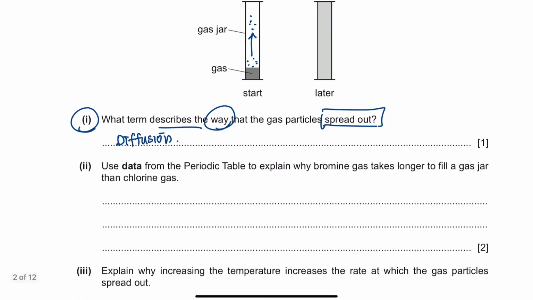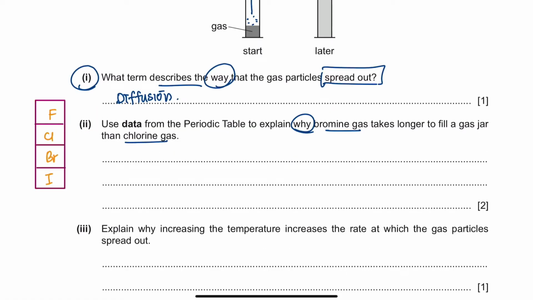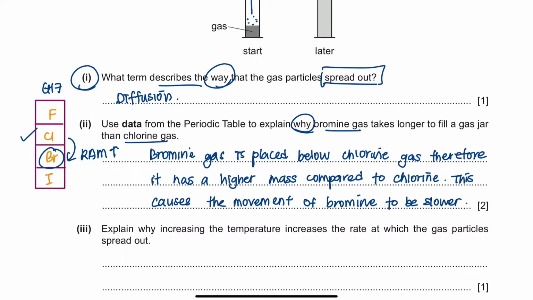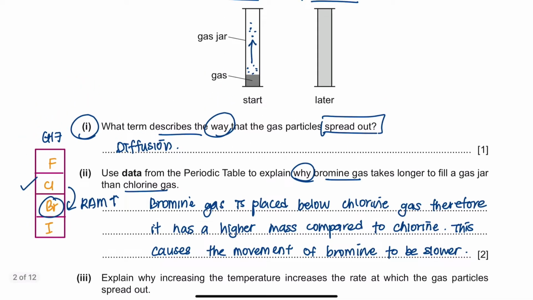Question 2. Use data from the periodic table to explain why bromine gas takes longer to fill a gas jar than chlorine gas. Now if you look at the periodic table for group 17, you will realize that bromine gas is placed below chlorine gas. This means that bromine gas has a relative atomic mass which is bigger compared to chlorine gas. So you could say that bromine gas is placed below chlorine gas, therefore it has a higher mass compared to chlorine. This will cause the movement of bromine gas to be slower. That is the reason why it takes longer for bromine gas to diffuse.